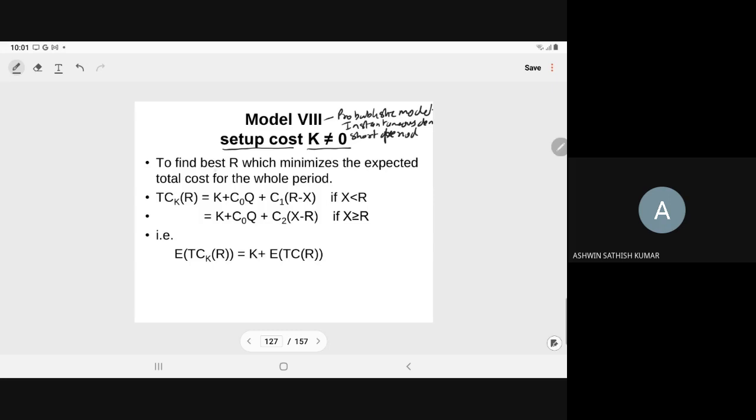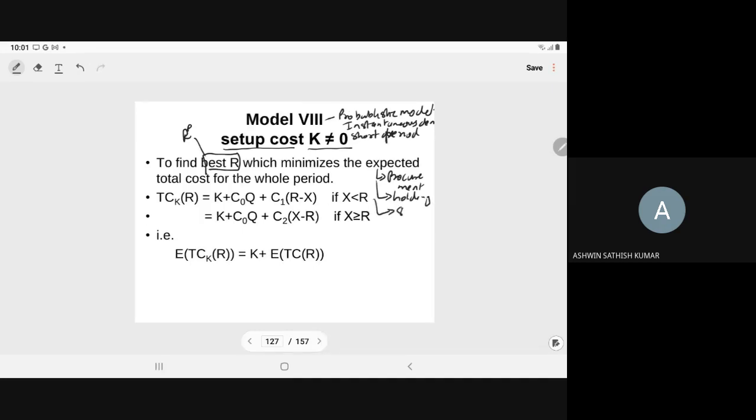So here also we have to determine the best R. Best R means we have to determine the optimal desired inventory level, which minimizes the total expected cost. So what are the functions of the expected cost? We have the procurement cost, the holding cost, and the shortage cost. And you know that for a short period, holding cost and shortage cost cannot occur simultaneously.